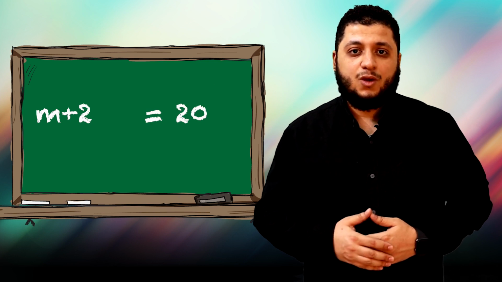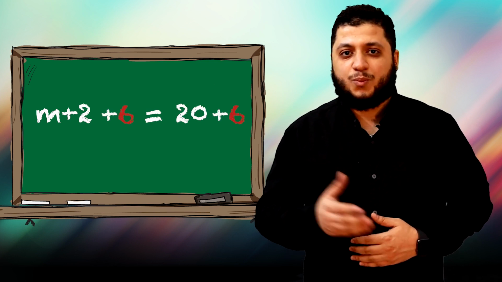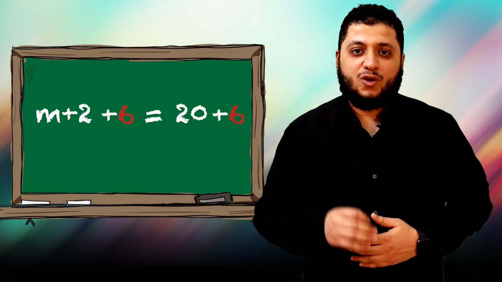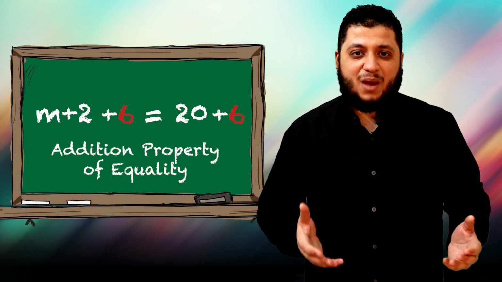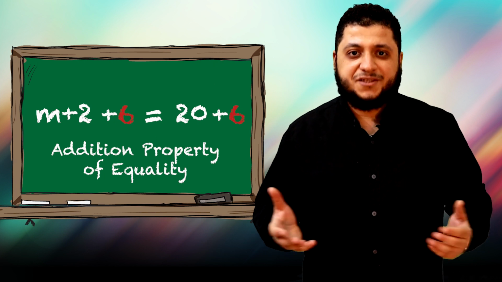Properties of equations. The equation is like a balance with two sides. If you put the same quantity on both sides, the balance will not change. So, for example, if we have m plus 2 equals 20, we can add 6 to both sides. And this is called the addition property of equality. It means you can add the same amount to both sides of the equation.